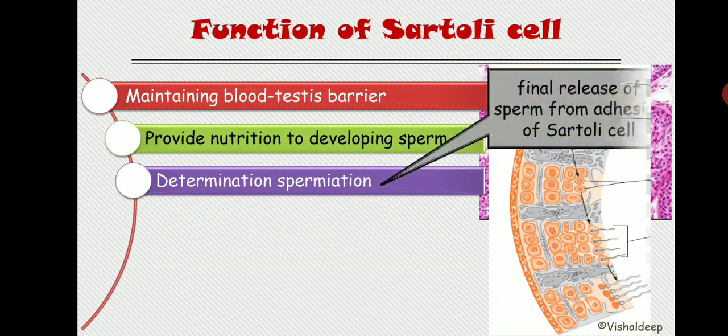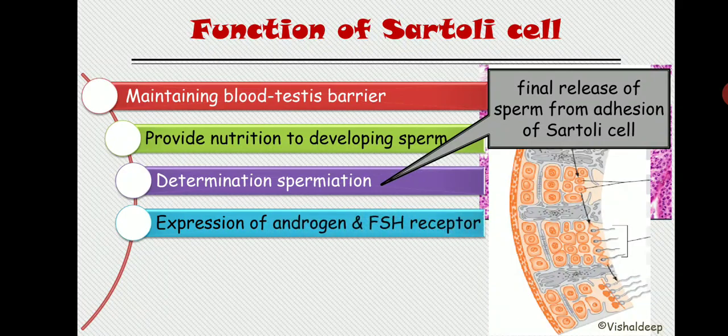You have to be familiar with certain terminology. One is spermiation, another one is spermatogenesis, next one is spermiogenesis. So this one is spermiation. What is spermiation? Spermiation is the release of a sperm from adhesion to a Sertoli cell.